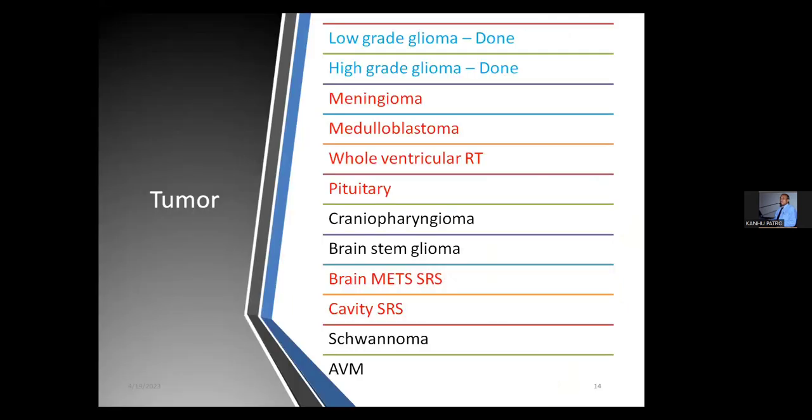Low grade glioma and high grade glioma I did in the last session. Now we will discuss meningioma, medulloblastoma, whole brain, and pituitary.